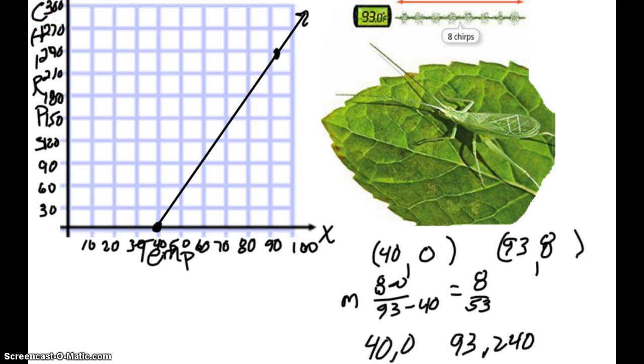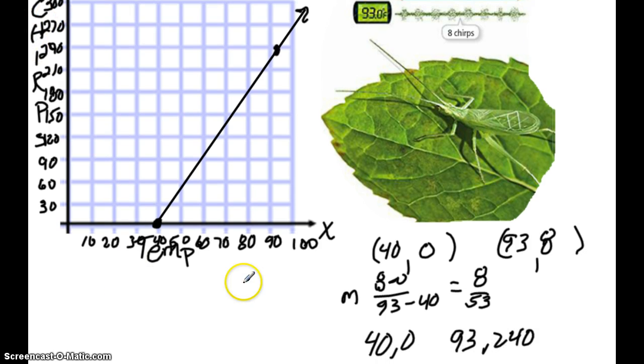So now let's talk more about the equation. We have 2 points. Now let's go ahead and use the slope and these 2 points to find an equation. How about using point slope? Of course.